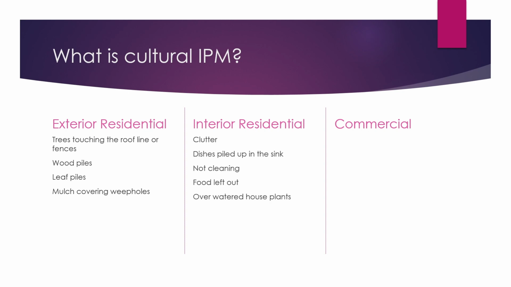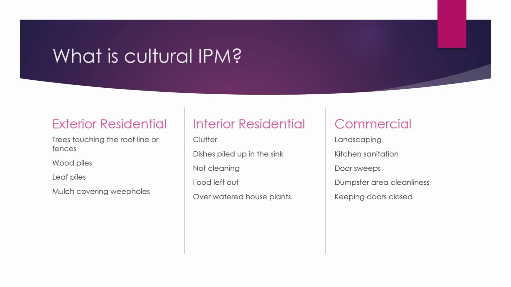clutter, dishes piled up in the sink, not cleaning, food left out, overwatered house plants, all kinds of stuff are definitely things that we need to be talking to our customers about, right? If there's a lot of clutter, we could end up having scorpions, we could have brown recluses, house spiders. Dishes piled up in the sink and overwatered house plants, if there's a lot of water, there could be drain flies or something like that that could end up being an issue for our customers. Not cleaning or food left out, German roaches, that's something that they love. They love having easy food access, right?